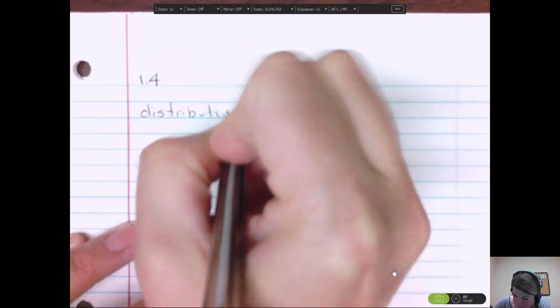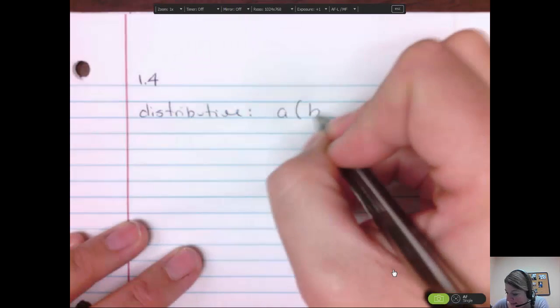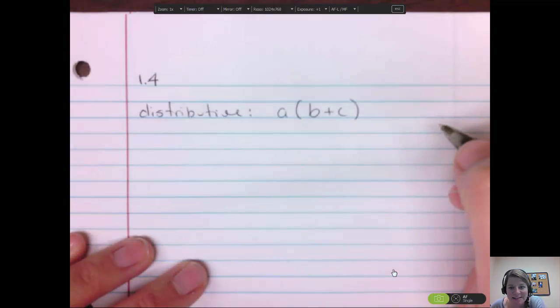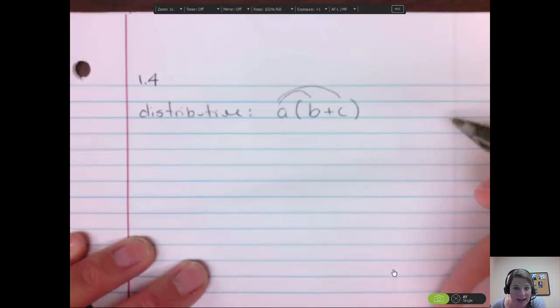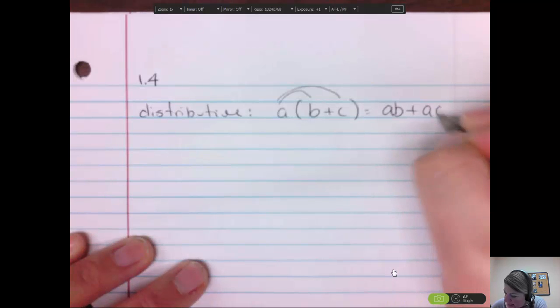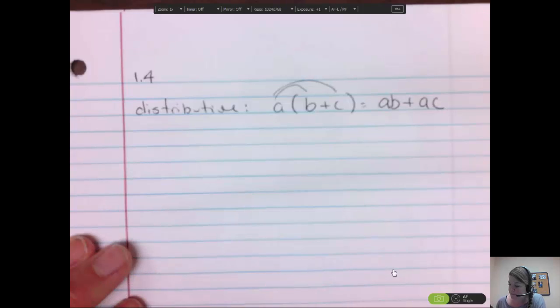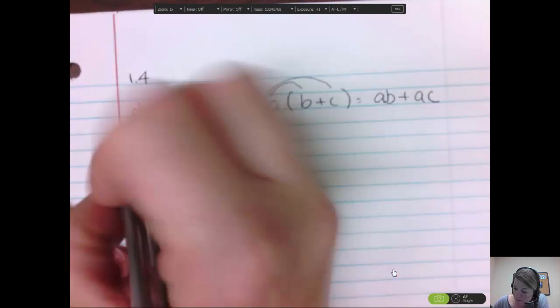The biggest one I want you to cover or come out of this with is the distributive property. Not necessarily knowing the word, but definitely knowing how to do it. So the first property is distributive. The distributive property says if you have a number outside of a parenthesis, you can simplify this by multiplying the outside number by both, so that it would give you a times b plus a times c. So you can get rid of the parenthesis by distributing the number outside of the parenthesis to both numbers inside. So that's the general rule for distributive.